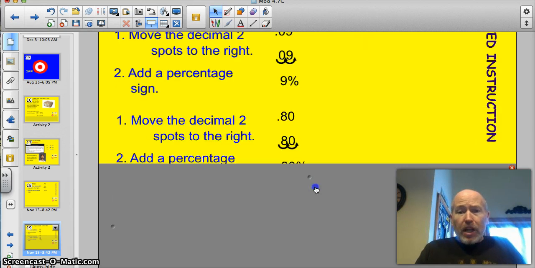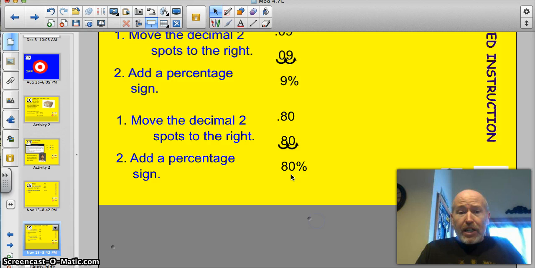9%. Here's another example with 0 in the second digit spot. You got 0.80. Move it 2 spots to the right. Leave the 0 this time, and you got 80%. Just very common sense stuff.